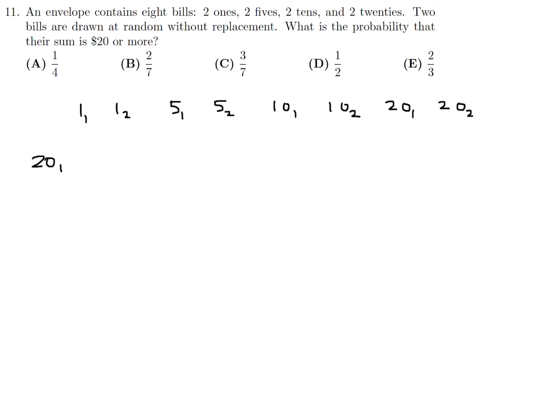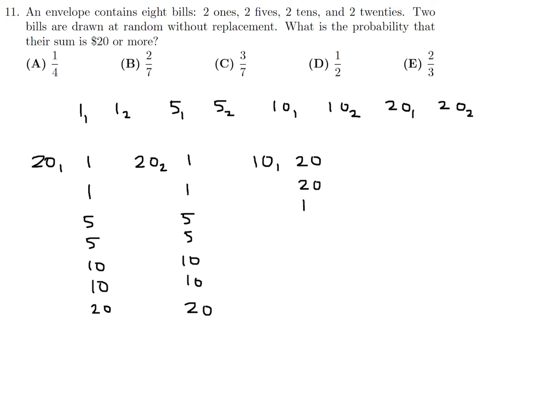If I add any of these, 1, 1, 5, 5, 10, 10, and the other 20, I'll get a sum of 20 or more. In an identical way, if I took the other $20 bill, if I choose any of the other bills, the sum will be 20 or more. All right, we're done with the 20s. How about the 10s? The only way I can get a sum of 20 or more is if I use either the 20s or the other 10. Correct? Because once I get down to 5, it'll be $15, and that's not $20. Now I've done the 10s.